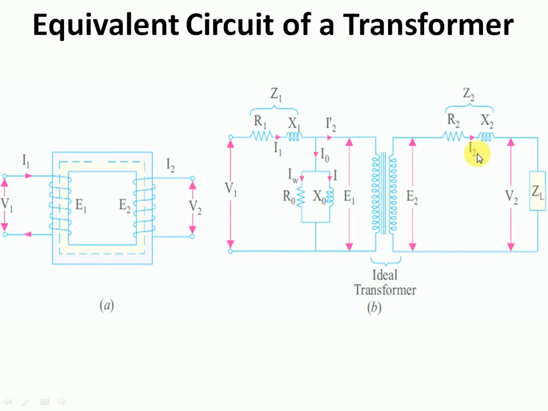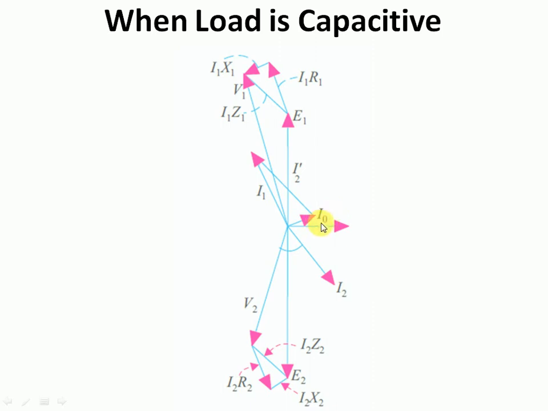so definitely this I2 will be leading V2 by some angle which is lying between 0 and 90 degrees. Just like we have drawn I0, E1, E2 in the case of resistive load and inductive load, the same thing can be drawn here also. So first we will be drawing this line, then E2, then E1, then this will be representing I0, and this is actually V2. Since the load which we have connected here is a capacitive one, definitely the current which will be flowing through the load will be leading the voltage. So we have marked I2 here leading the V2 by some angle.